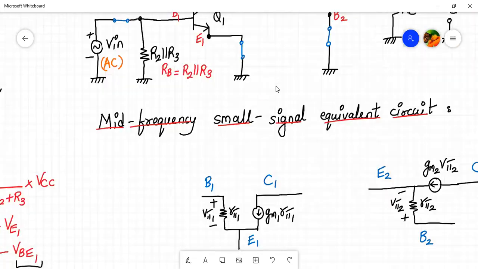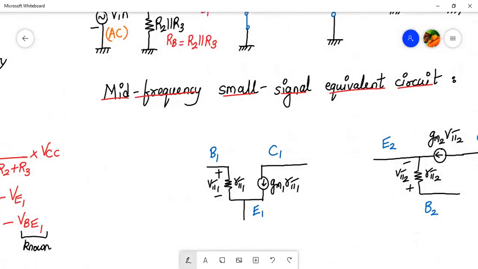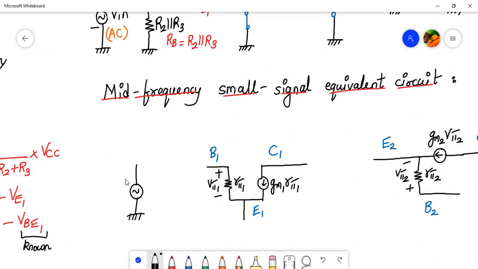So I will have a V in voltage source in parallel with RB, right? So let me draw that. So here I will have a voltage source named as V in, and then I will have a resistor named as RB, which is R2 parallel to R3, correct? So this will be R2 parallel to R3.